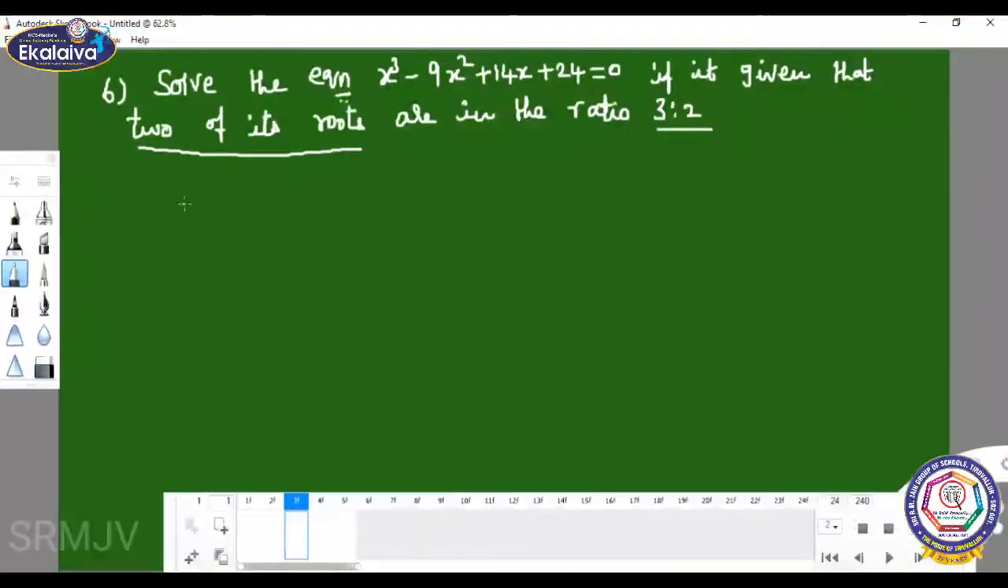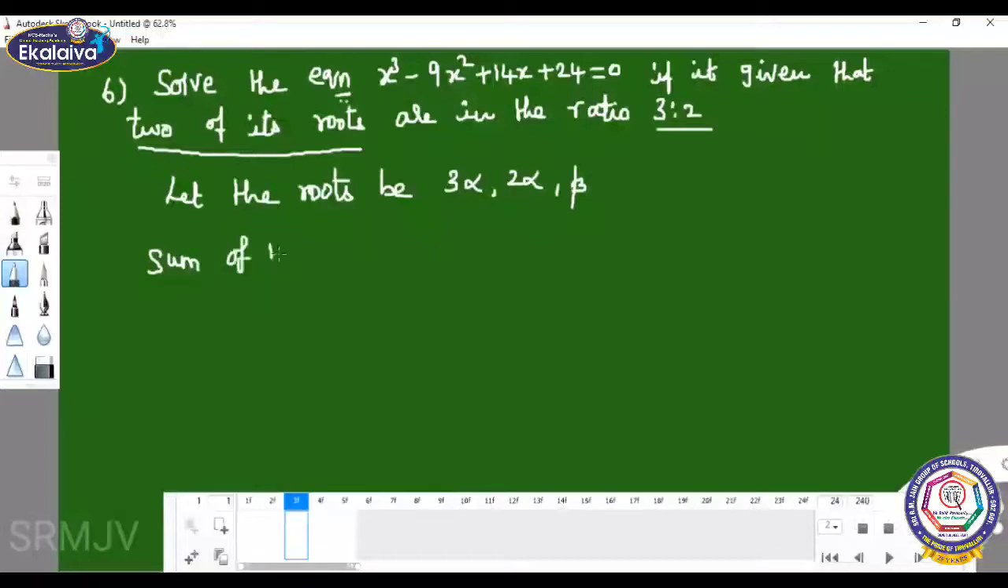Let the roots be: first root 3 alpha, second root 2 alpha, and the third root is beta. First, the sum of the roots.